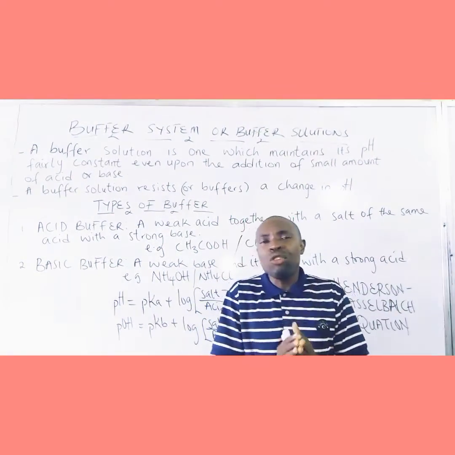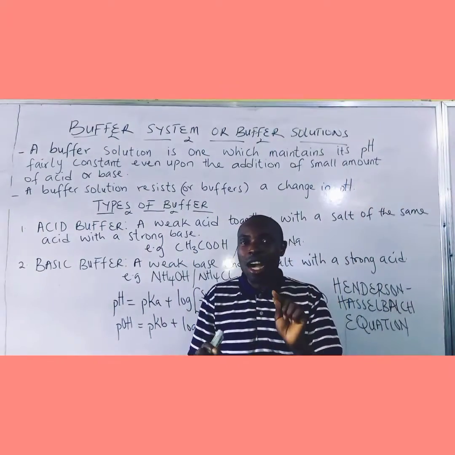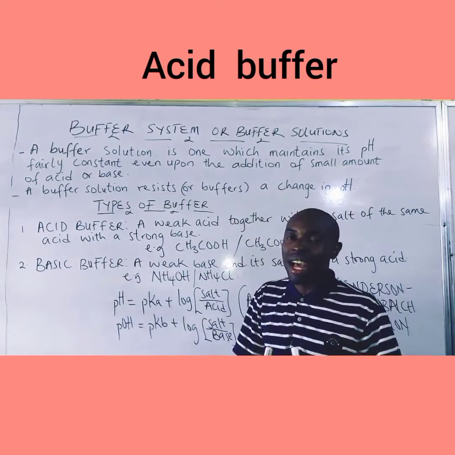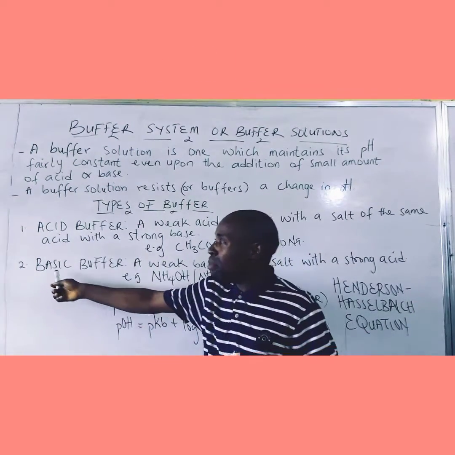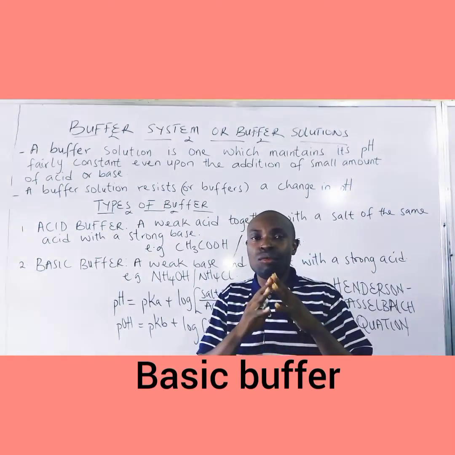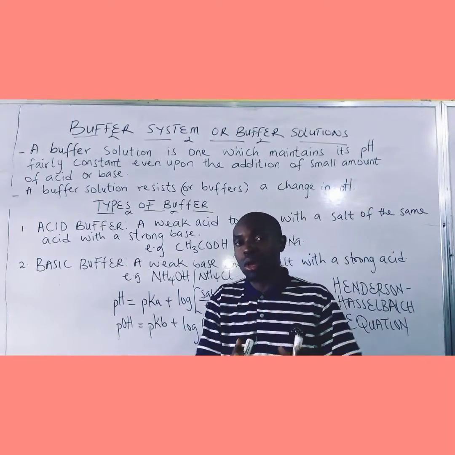Now, on that very note, we have two types of buffers. One, we have what we call the acid buffer, also called the acidic buffer, and number two, we have what we call the basic buffer. These are the two major types of buffers that we can see in the field of physical chemistry.